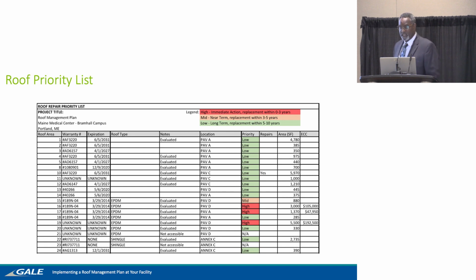A picture's worth 1,000 words again. Something like this. You've got your roof areas. This one says everything in red is high priority. Remember we said that was 0 to 3? Immediate, you've got to get it done. So now you know the areas, you know the square footage, and the areas in orange are mid priority, and then green is low priority.